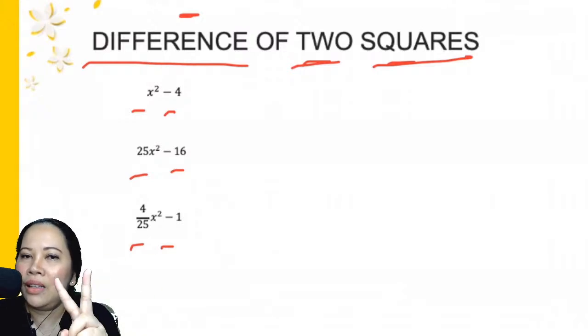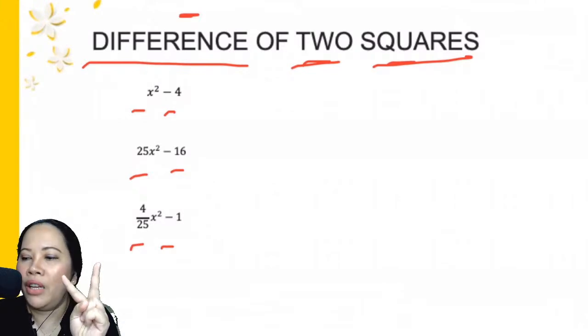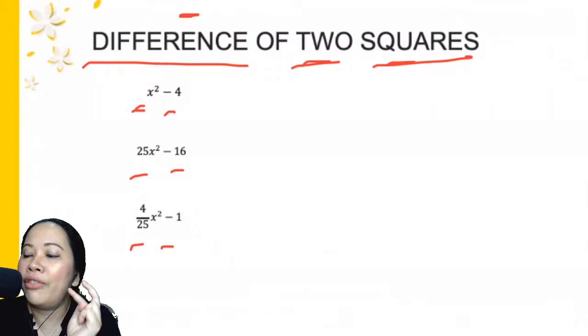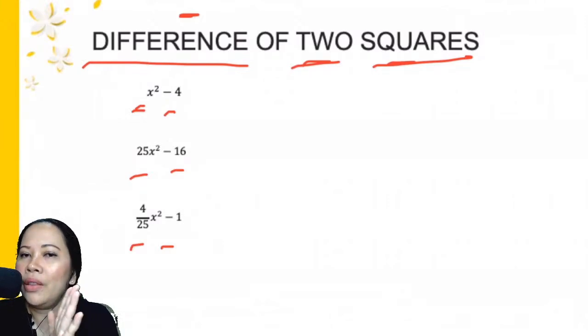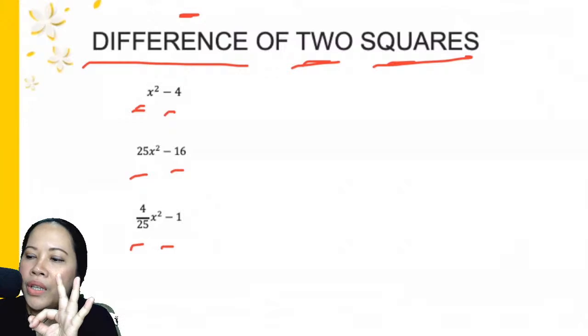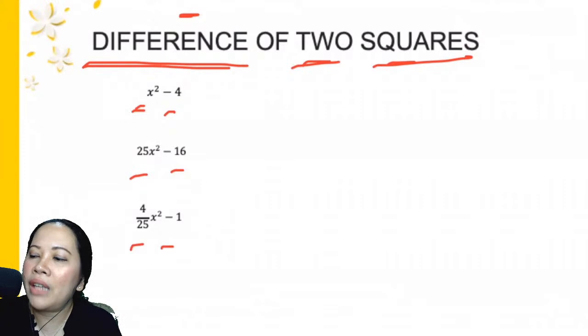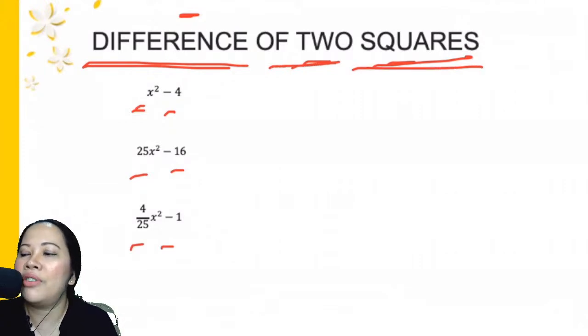The second thing on your checklist is to check whether the two terms given are perfect squares. Yes, 1, 4 is a perfect square, 25 is a perfect square, 16 as well, 4 over 25 is also a perfect square, and 1 is also a perfect square. Therefore, both terms are perfect squares. Then the third thing to check is the sign or the operation. It's all minus. Therefore, I can factor this by difference of two squares.